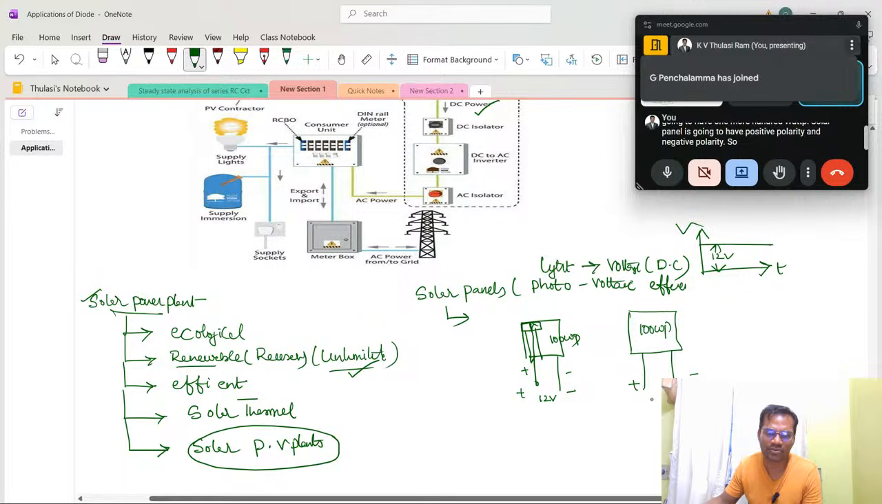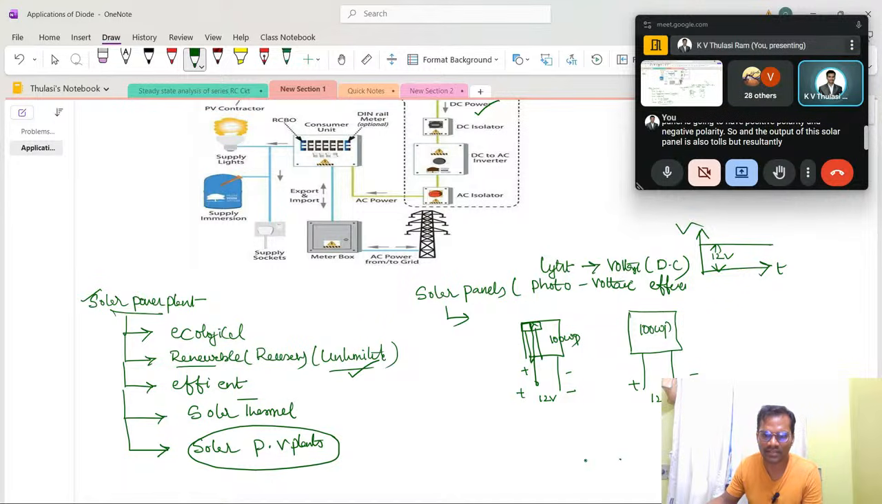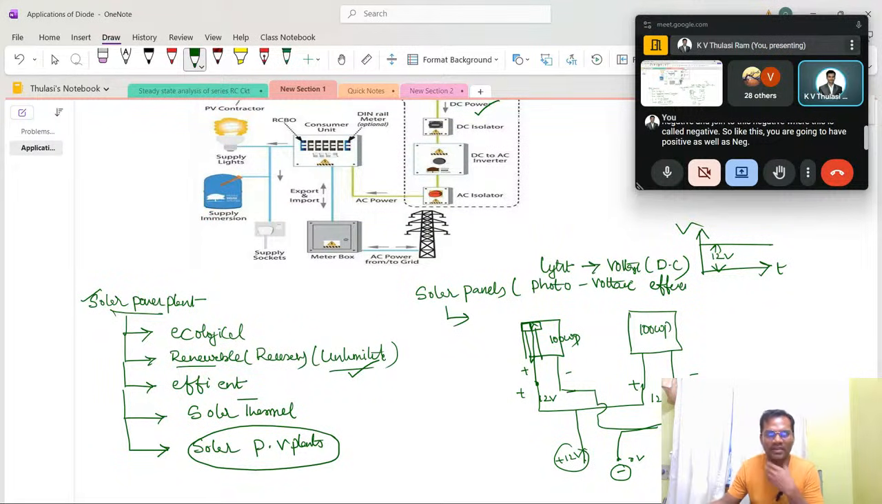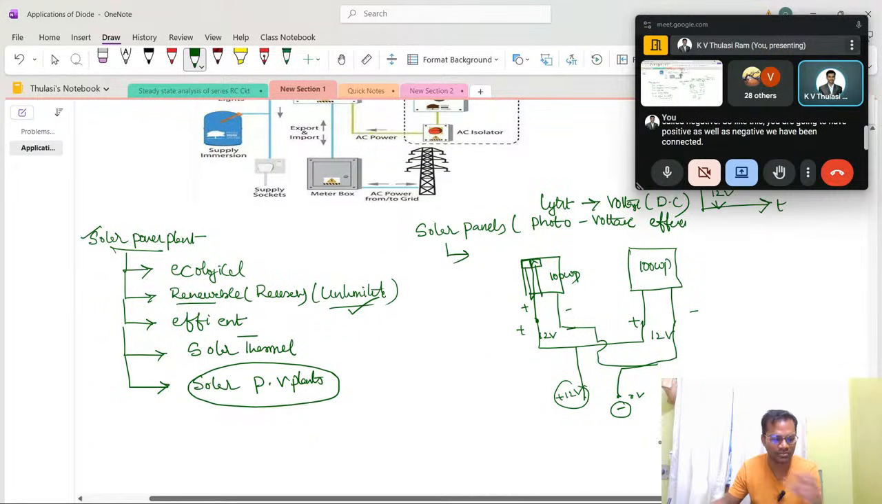The output of this solar panel is also 12 volts, but I require only 12 volts at my charge controller. So join this positive and this positive, and bring out the positive; join this negative and this negative, and bring out the negative. Like this you have positive as well as negative, and to this we can directly connect a charge controller.